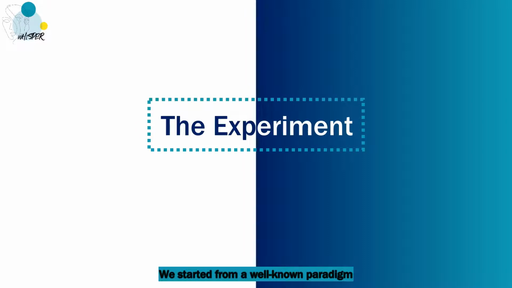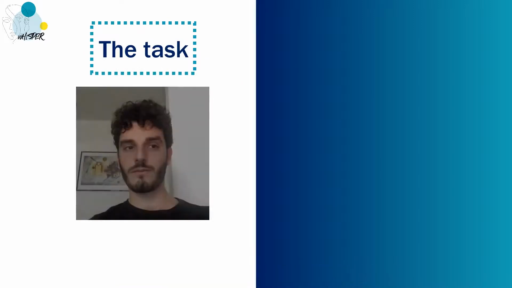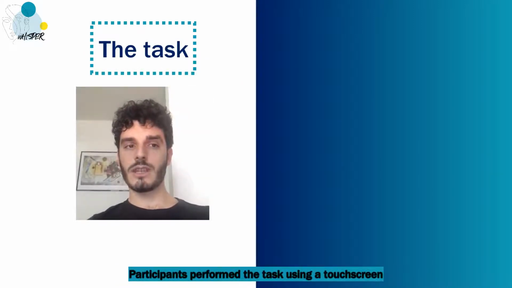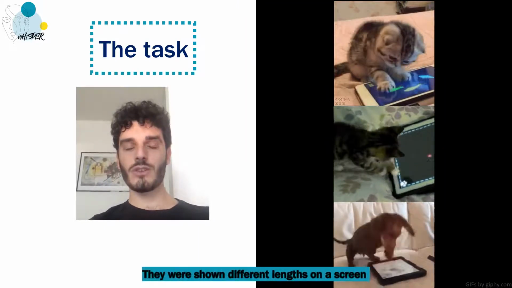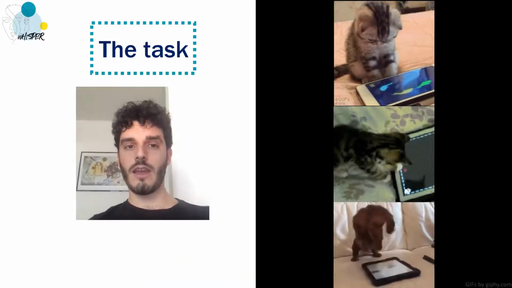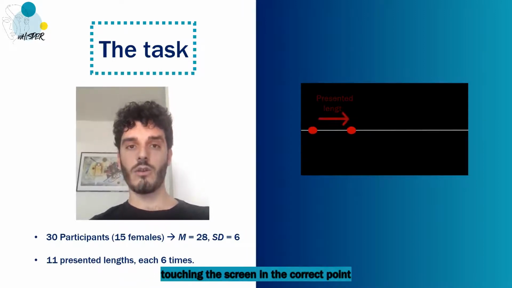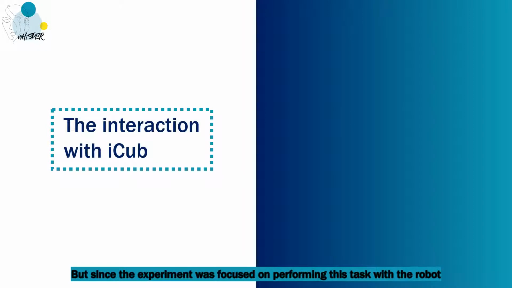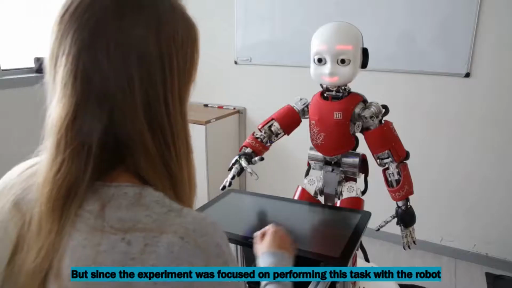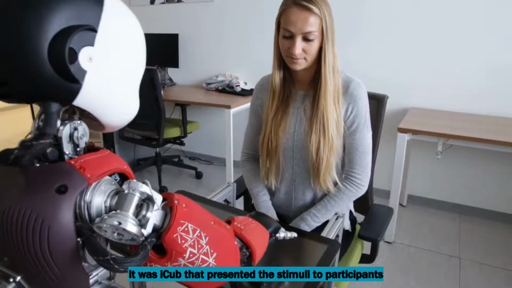We started from a well-known paradigm used to study regression to the mean in space perception. Participants performed the task using a touchscreen. Well, not in this way. They were shown different lengths on a screen, and they had to reproduce the presented lengths touching the screen at the correct point. But since the experiment was focused on performing this task with the robot, as you can see in this video, it was iCub that presented the stimuli to participants.